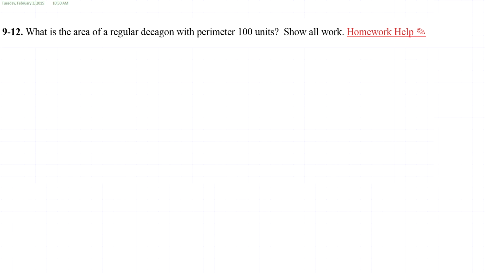Alright, so this is 9-12 and it says, what is the area of a regular decagon? Okay, so remember a decagon is 10 sides with a perimeter of 100 units, show all work.